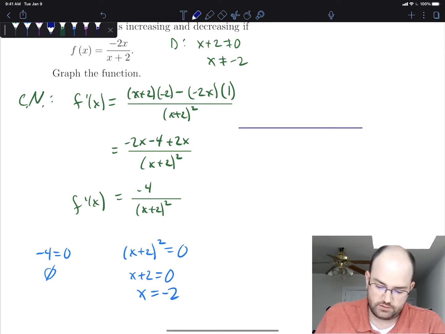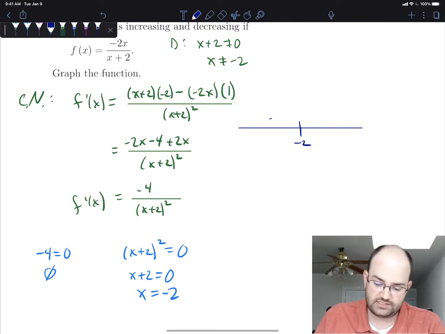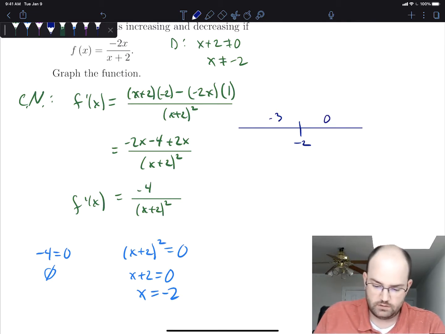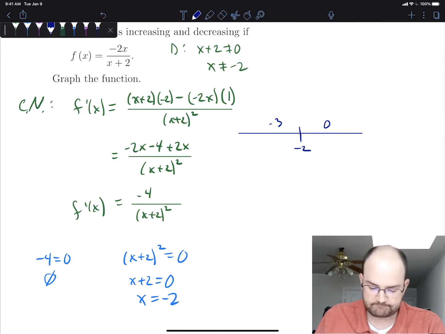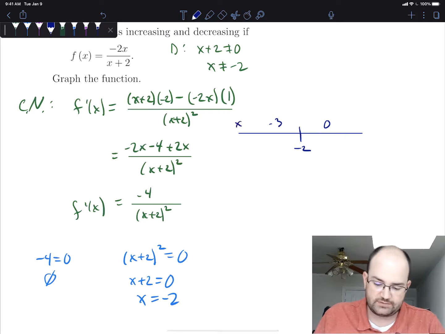Alrighty, so on the number line, negative 2 is going to be something that breaks the number line up. So we need a number to the left of negative 2, which is, say, negative 3, and a number to the right of negative 2, say, 0. Or negative 1 if you want. Doesn't really matter. So these are x's. We're going to plug them into the derivative.